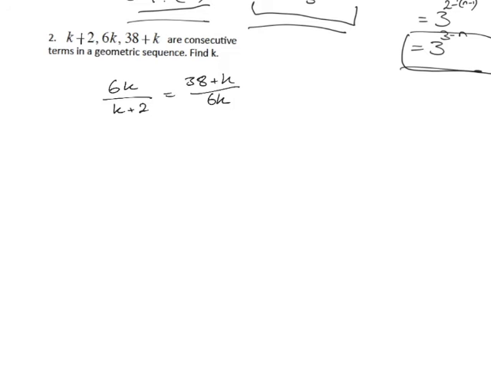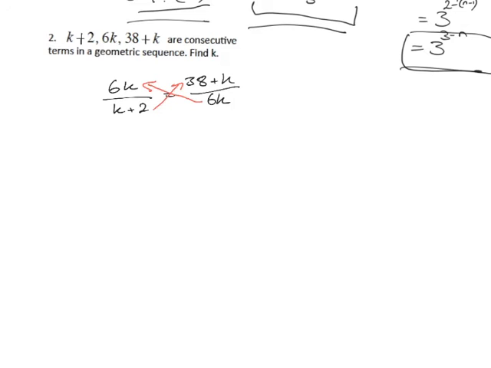So first let's solve it algebraically as if it was a paper 1. Girls, we're cross-multiplying. Watch this, because some people were confused. You do 6k times 6k, and then k plus 2 times 38 plus k. The denominators are actually moving to become multipliers of the other side. Okay, so what does that become?